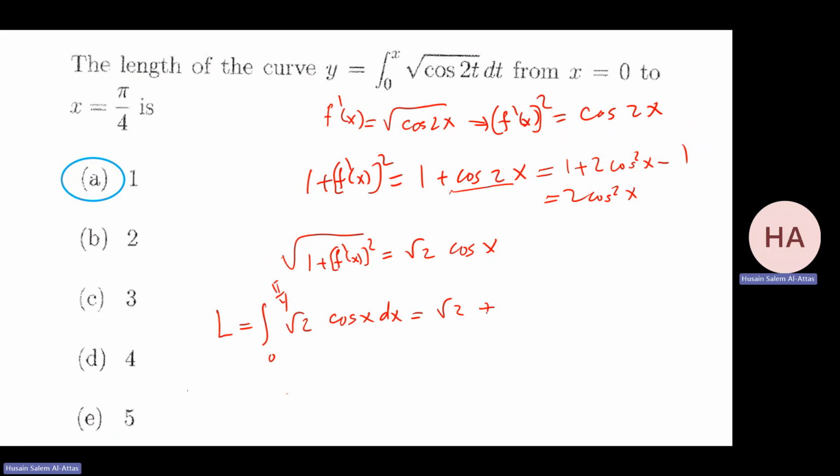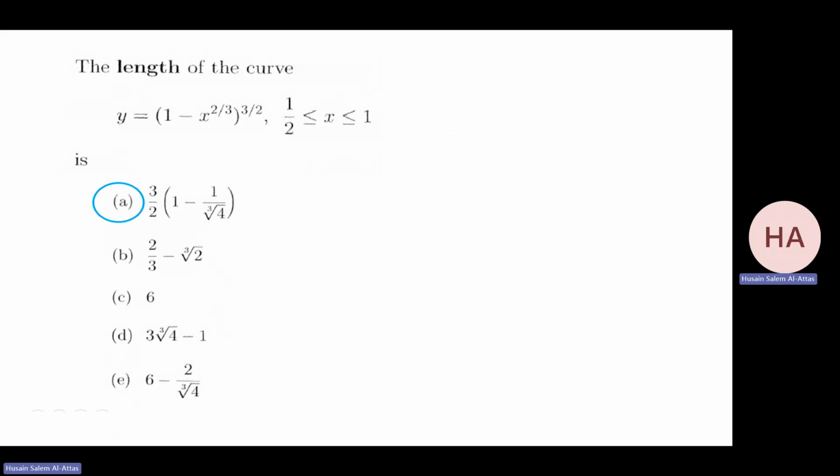And that will be square root of 2 sine x from 0 to pi over 4, with square root of 2 times square root of 2 over 2 minus 0. And that will be 2 over 2, which is 1, which is this one. Yeah, strange. The length of this curve.